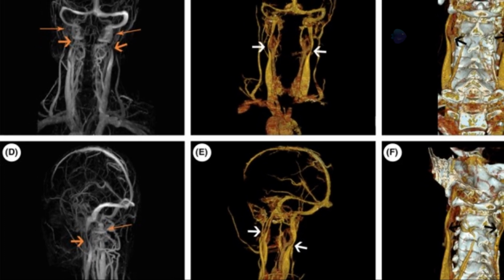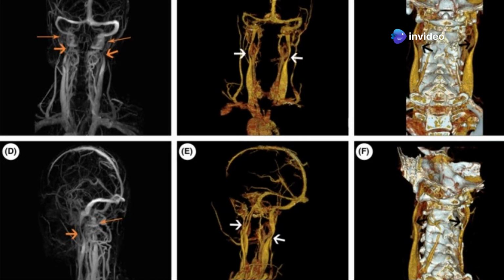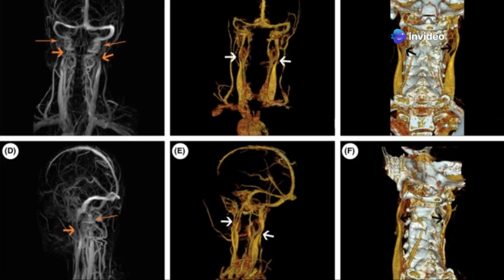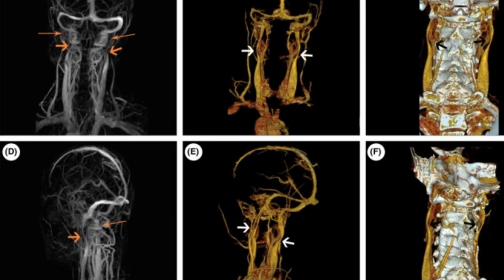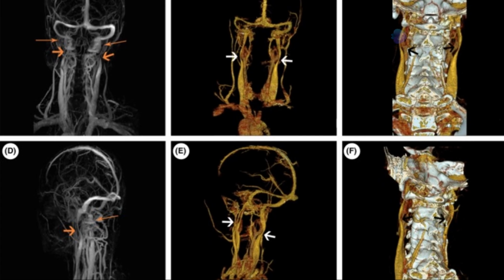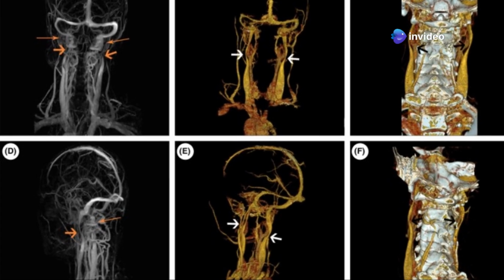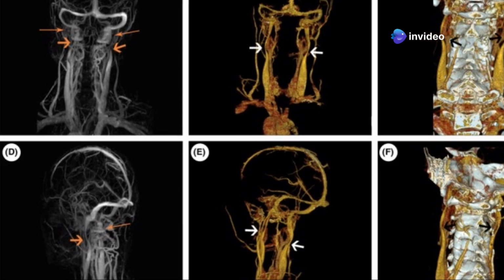In the MRV images, this stenosis is evident as constricted areas in the veins, indicated by short arrows. A striking observation in these images is the presence of prominent tortuous collateral veins. These veins develop as a compensatory mechanism. When the main jugular veins are narrowed, the body tries to maintain blood flow by rerouting it through smaller, alternative pathways.